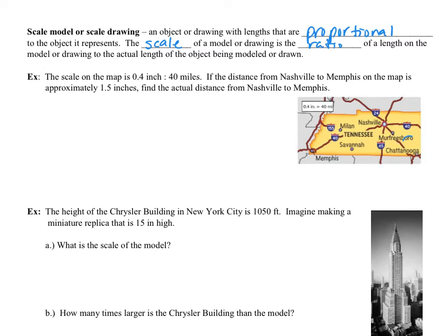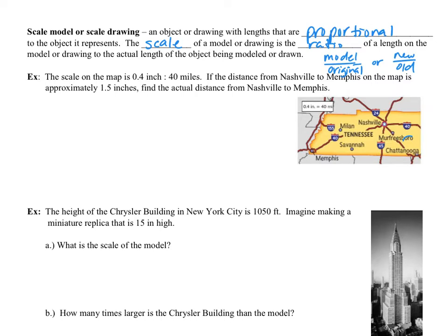So in other words, we're going to take a ratio of a measure on the model to a measure of the original. Again, that's kind of that same new over old idea when we go to find the scale. So for example, let's look at this first one. The scale on the map is 0.4 inches on the map to 40 miles in reality. If the distance from Nashville to Memphis on the map is approximately 1.5 inches, find the actual distance in miles from Nashville to Memphis.